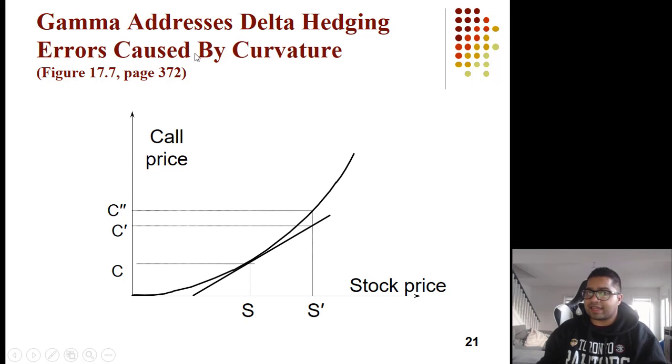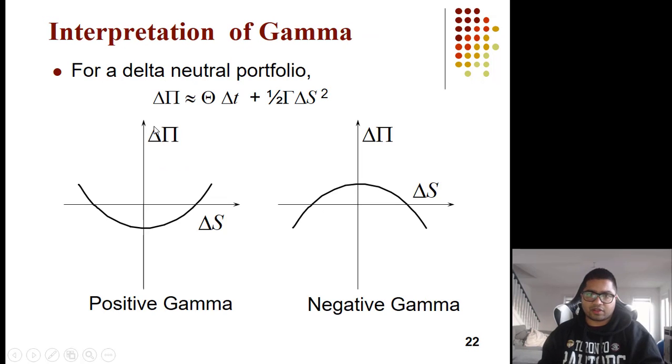So gamma addresses delta hedging errors that are caused by curvature. Price movements that you cannot predict using delta can be predicted by combining gamma with it. Okay, so what is the formula for that? Movement in option is equal to theta times movement in time plus 1/2 times gamma times movement in stock squared. You don't have to worry about it. You just need to know that you have to make adjustments whenever the movement is large.